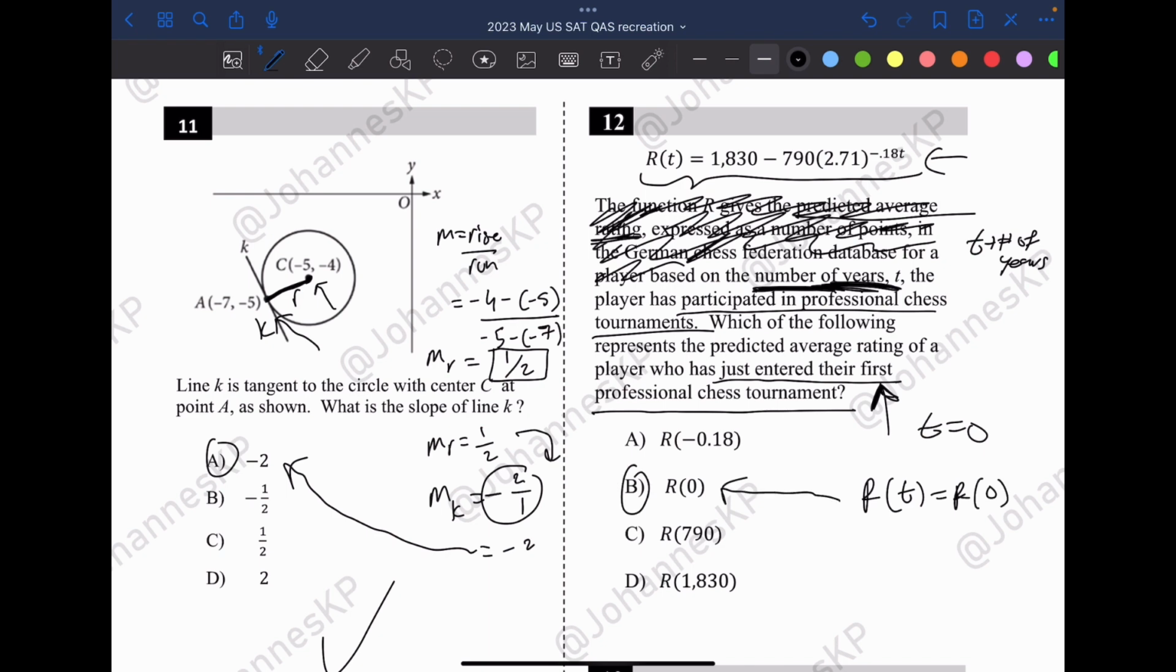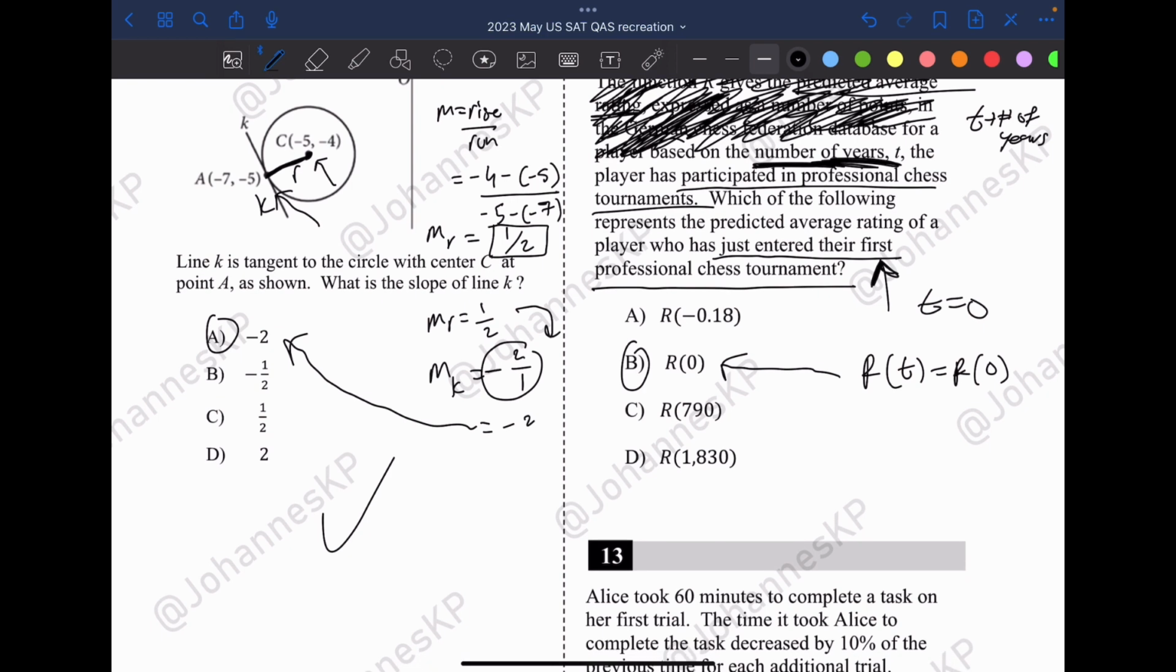So it's as easy as that. All this filler up here, you don't need to write, you don't need to know, you don't need to read, because it tells you what the function does, but we don't really care about that. So that's it for question number 12. Let's go to question number 13.